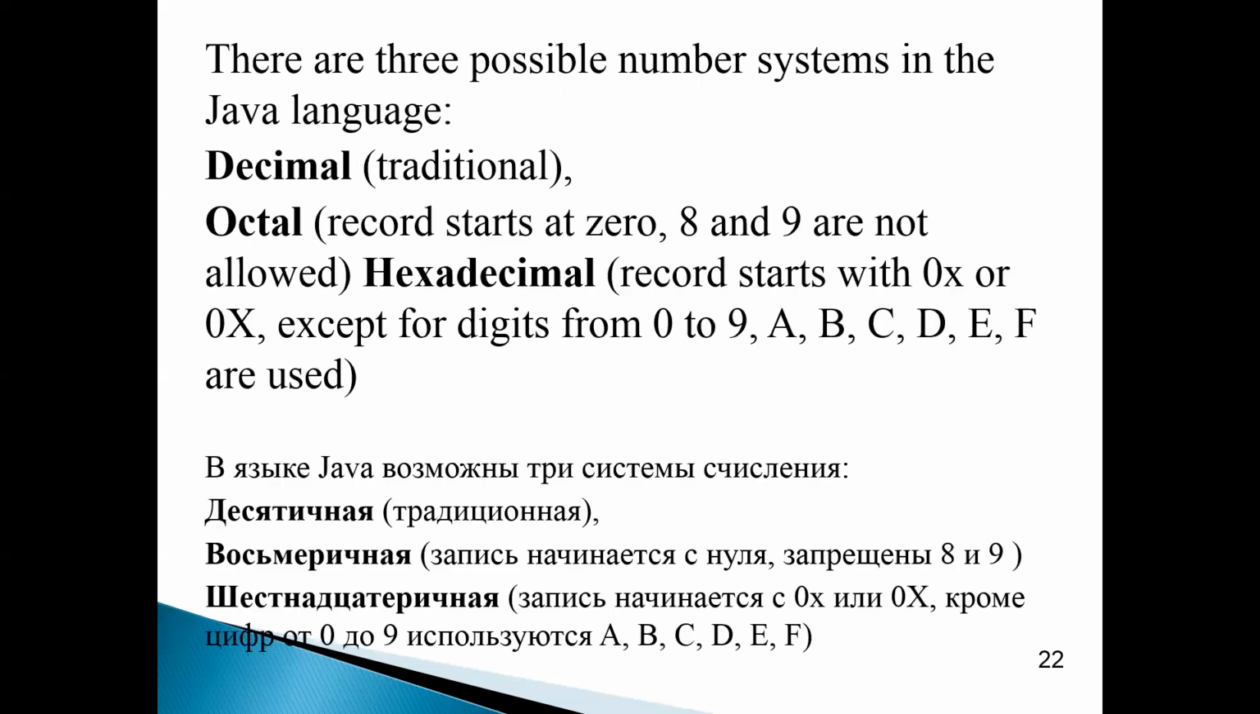There are 3 possible number systems in Java language. Decimal, it's a traditional system. Octal record starts with 0; 8 and 9 are not allowed. Hexadecimal record starts with 0x or 0X, and except for digits from 0 to 9, A, B, C, D, E, F are used.